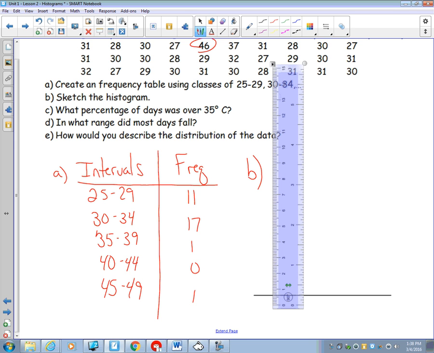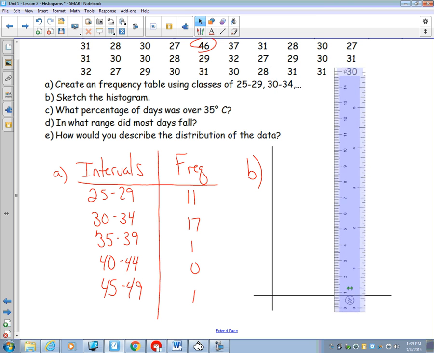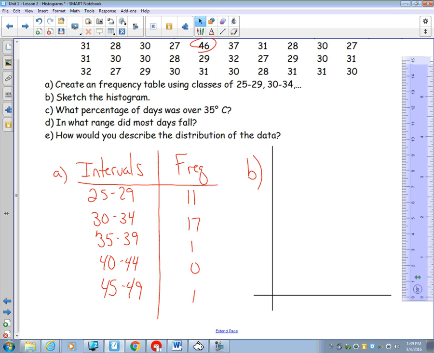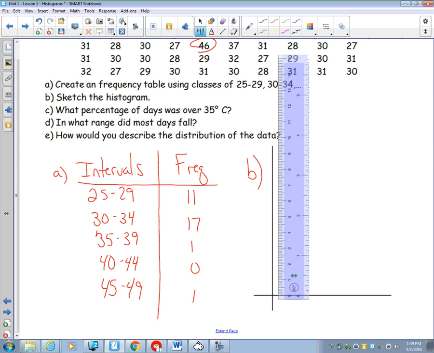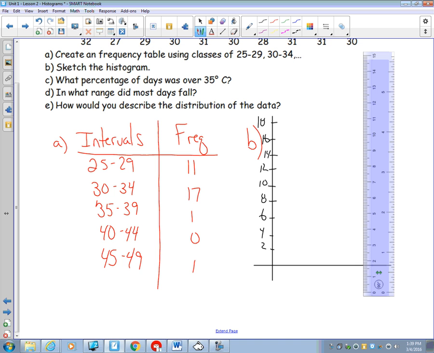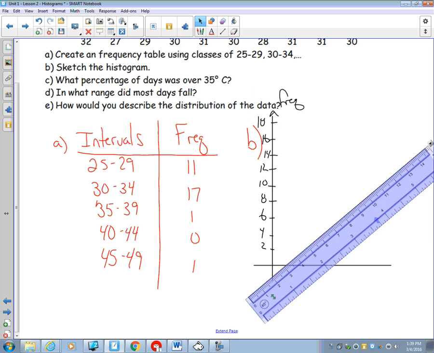Okay, we need some intervals and we need some frequencies. So I need to pick a scale. I'll do the vertical one first here. I'm going to go by 2s: 2, 4, 6, 8, 10, 12, 14, 16, 18. That'll work. And this is my frequency. Your vertical one should always be your frequencies.